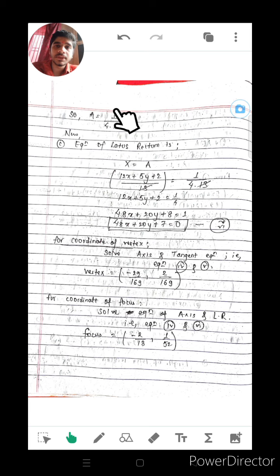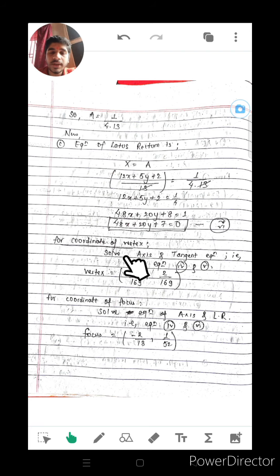Latus rectum means 4a, so 4a equals 1 by 13 and a equals 1 by 4 times 13. So the equation of the latus rectum is given by x equals a. So x equals a, and the x value we get as this from the previous page, and a means here, and by solving this we'll get the equation of the latus rectum. Let this equation be 6.